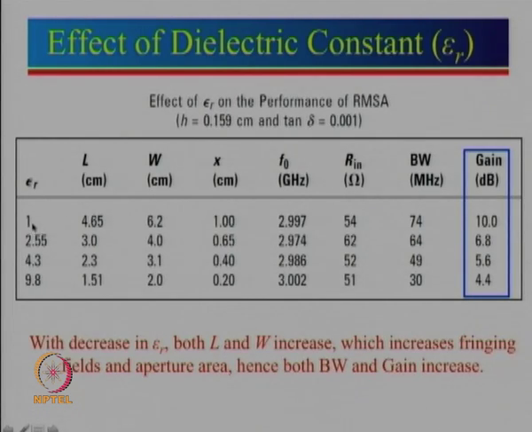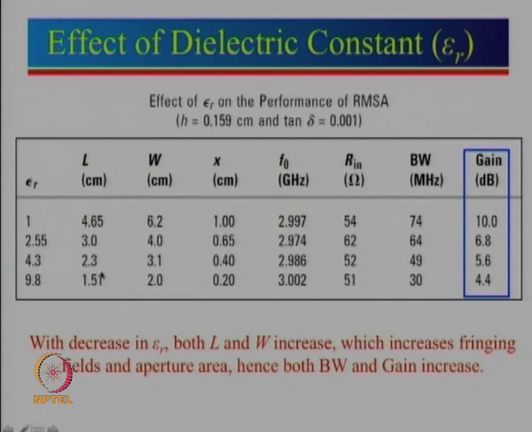So if epsilon r equals 1, length will increase, and correspondingly W will increase. Similarly here, if epsilon r increases, length will decrease, and correspondingly W will decrease. Now for all these cases, we have found out the value of x.